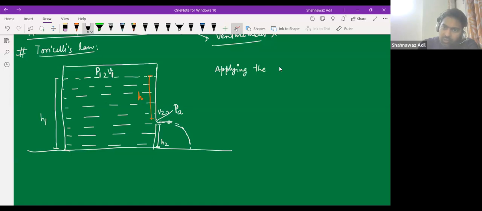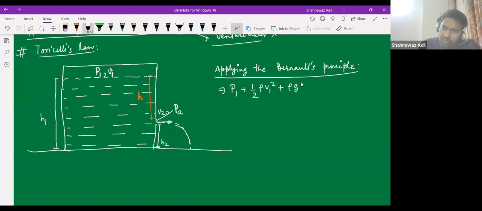Applying the Bernoulli principle. What would be the Bernoulli's principle? P1 plus half rho V1 square plus rho g h1, and this is water, right? This is equal to how much? P2 plus half rho V2 square plus rho g h2. Am I correct, guys?